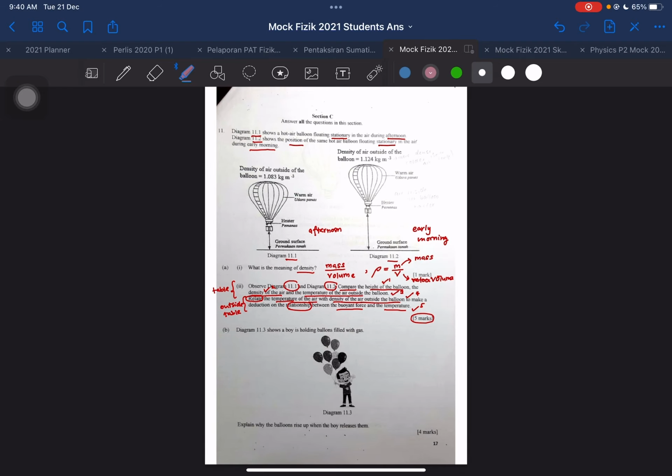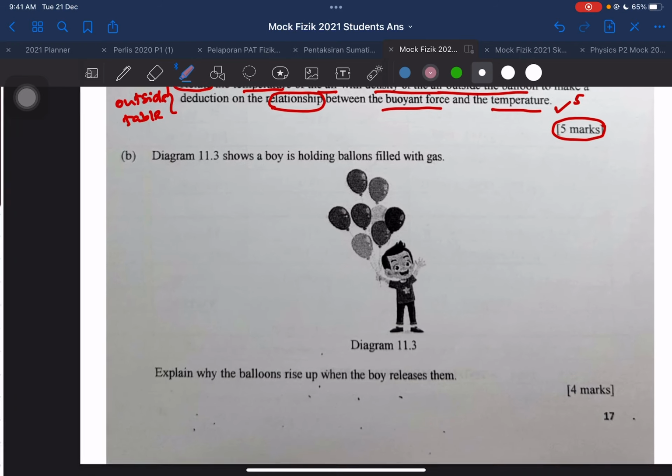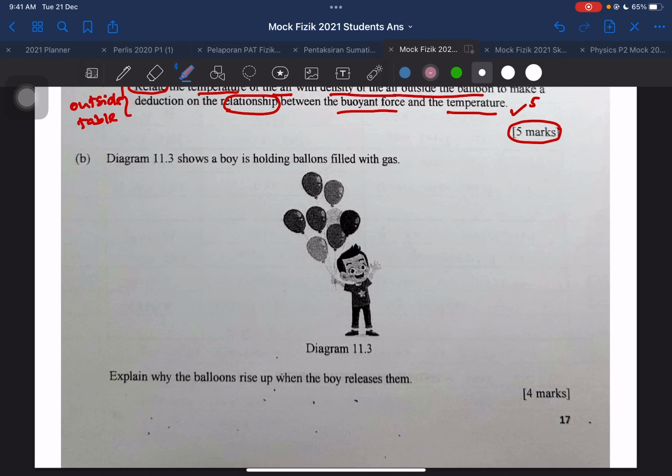Okay, so question B. So this is a 4 marks question. Showing a boy holding a balloon filled with gas. You can see holding the balloon means holding the string of the balloon, and the balloon is stationary. But when the boy releases the balloon, it rises up.